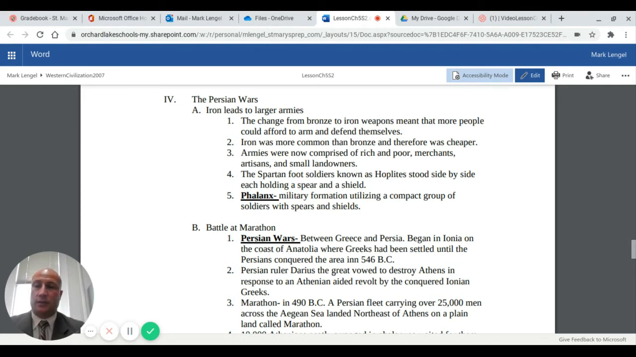Armies back then, you had to buy your own weapons, so once you have iron, it becomes cheaper, it becomes more commonly available, so you have your army being made up of both rich and poor men.